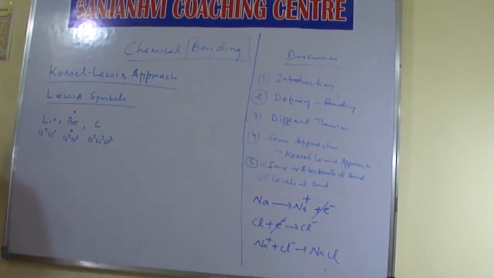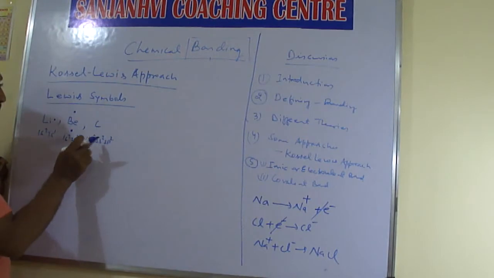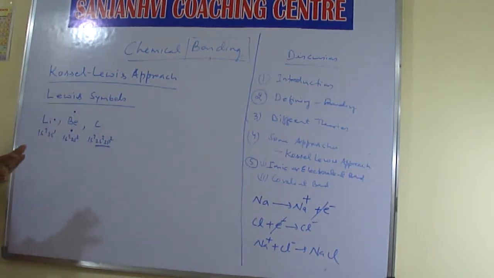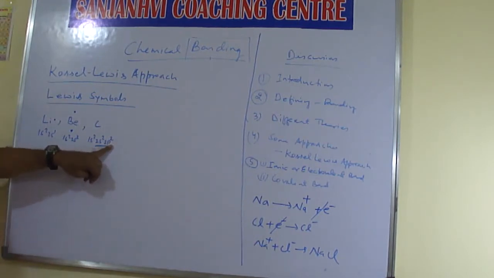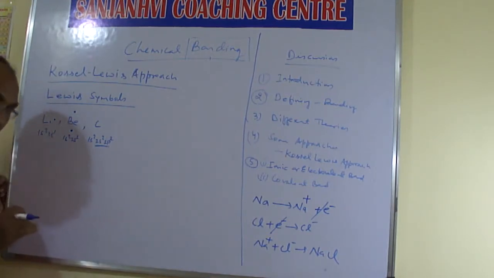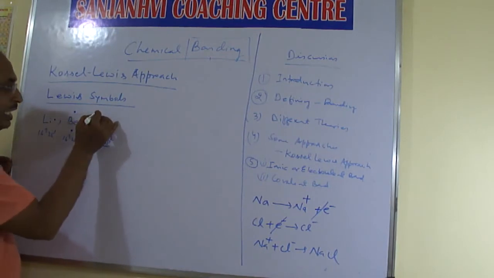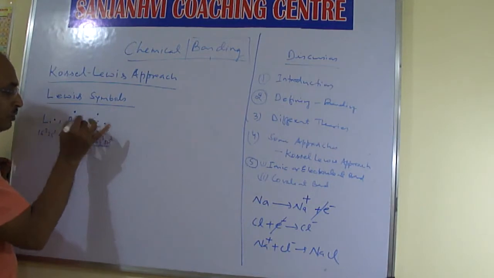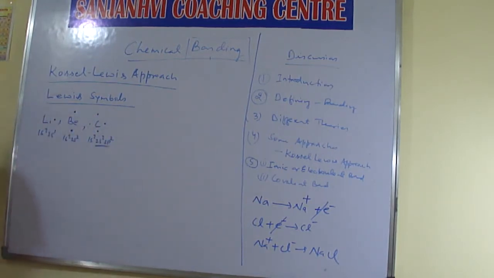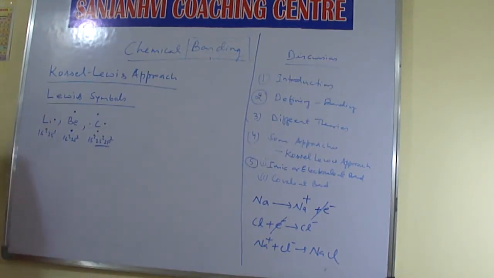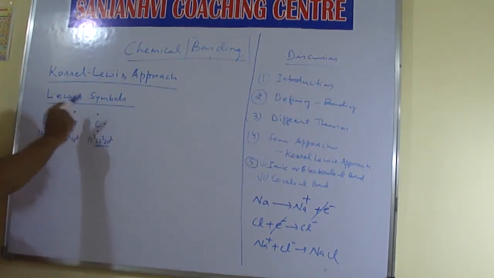Its outermost shell consists of how many electrons? 4 in total. Though we write the valence electrons as 2s2, 2p2, the number of valence electrons is 4 only. So what Lewis has done is that the 4 dots have to be placed separately first. You may think we will place 2 dots here and 2 dots here and the matter is over. No. First a single dot should be placed on all sides.